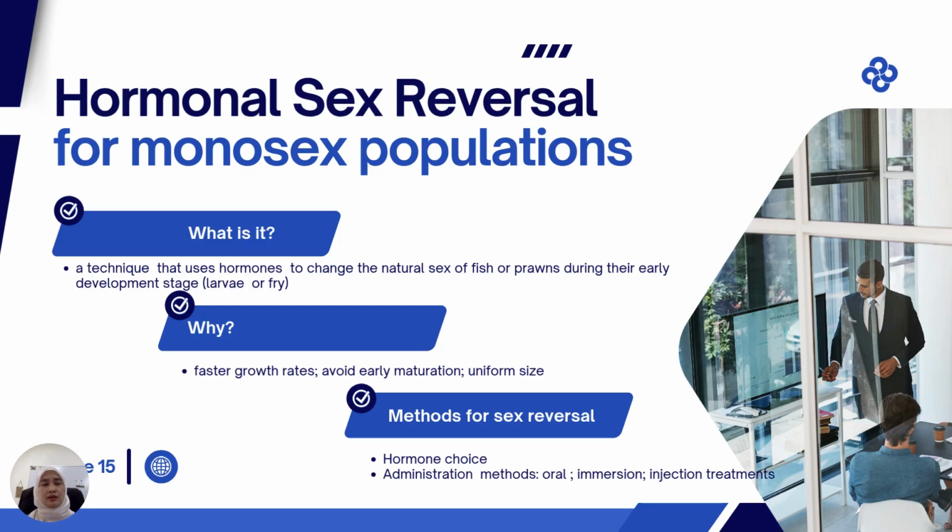So they want monosex population, and this occurs during their early development stage, larvae or fry. This is important to get faster growth rates, avoid early maturation, and also we want that the animal is uniform in size. As I said just now, with example of the udang galah, especially the male udang galah, they have very large difference between size of individual animals.